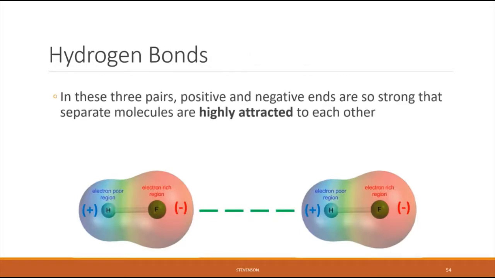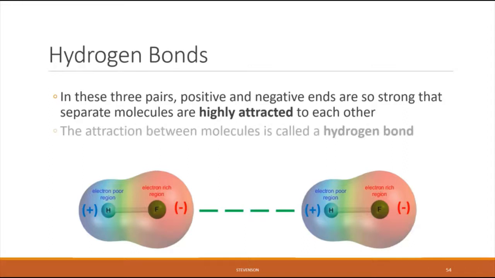Within molecules that contain these pairs of the 3 worst sharers, the result is that positive and negative dipoles are created in this molecule, which are so dramatic and so strong that separate molecules exhibit a high level of attraction to each other. That attraction is so strong that it was actually given the name a hydrogen bond. If we were to point to where the hydrogen bond is in this diagram right here, it's right here. It's the dotted green line between the separate molecules.